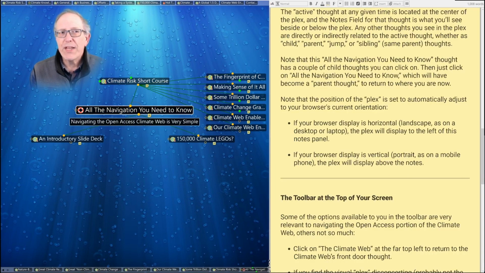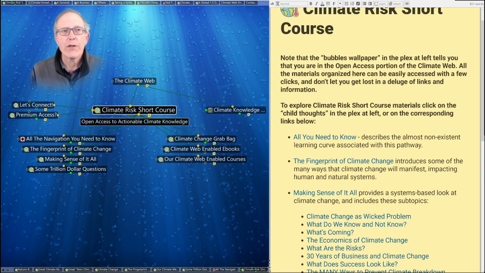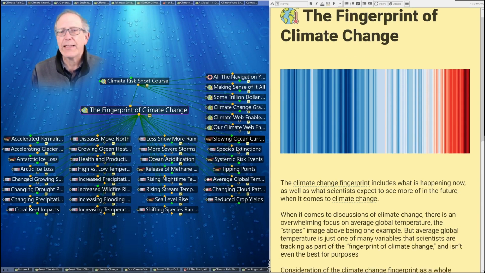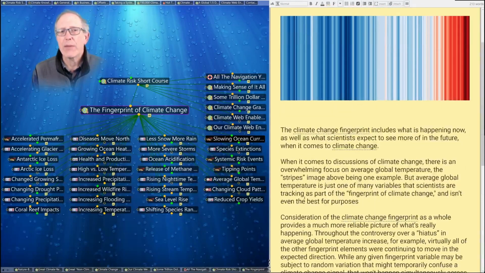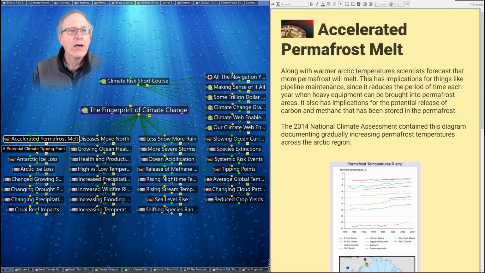When you're done with all the navigation you need to know, go back up, click on the Climate Risk Short Course, go down to the fingerprint of climate change and click on that. And you can read sort of the general introduction to the topic of the climate change fingerprint. And then you can take a look at individual variables here. For example, accelerated permafrost melt. As you'll see on the right-hand side, you can go in and explore text, explore some basic graphics.